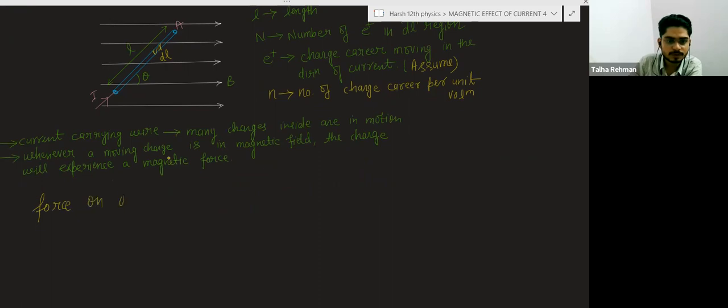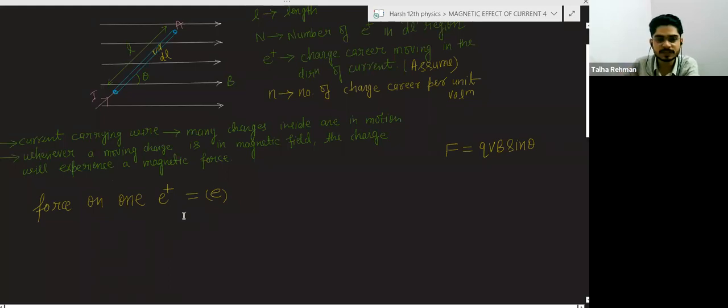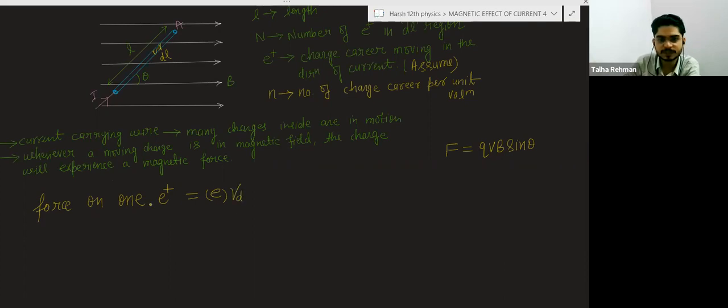So the force on one e positive is equal to, what is the formula of the force? If a charge is moving in the magnetic field, q v B sine theta. The value of charge is e. And what is the velocity with which this e positive is moving? It is moving with the drift velocity. So the force is e times the drift velocity times the magnetic field B times sine theta.